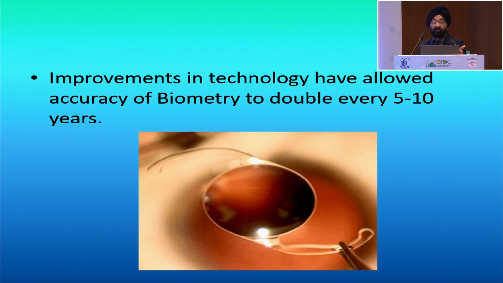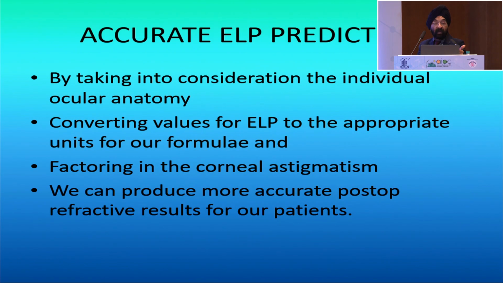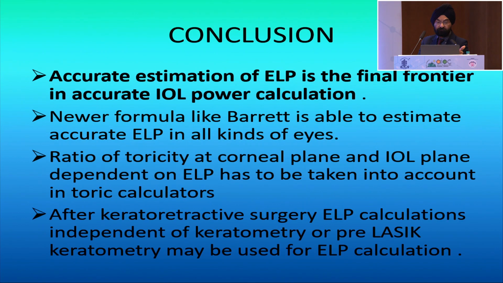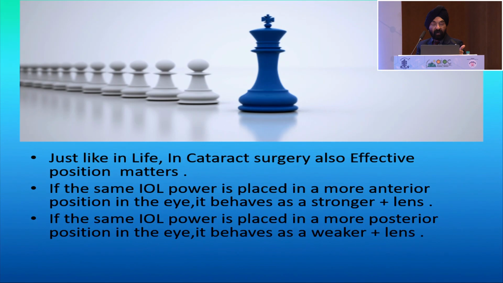So improvements in technology have allowed accuracy of biometry to double every 5 to 10 years. And by taking into consideration the individual ocular anatomy and converting values for effective lens position to the appropriate units, we can improve our accuracy level. So accurate estimation of effective lens position is the final frontier in accurate IOL power calculation, and newer formulas can help us achieve this. Just like in life, in cataract surgery also effective position matters.